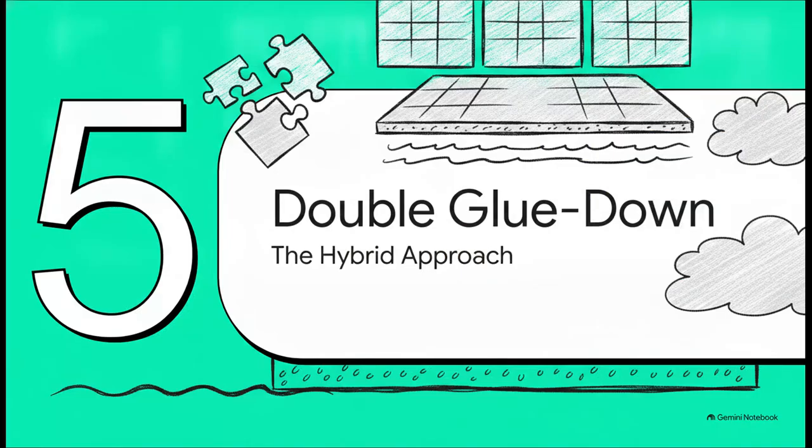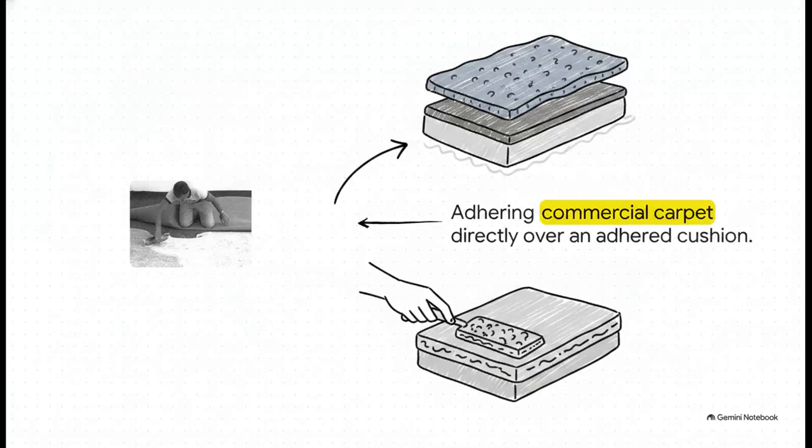Section 5, double glue down installations, the hybrid approach. Now, this is a bit more complex. It's a hybrid approach, a two-step adhesive process. First off, you trowel the adhesive and glue a specialized high-density commercial carpet cushion straight to the concrete. Then, you go back and apply a second layer of adhesive right on top of that cushion and glue the carpet down to the pad.